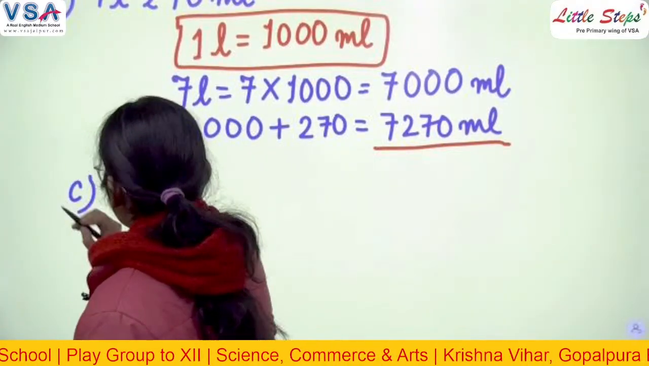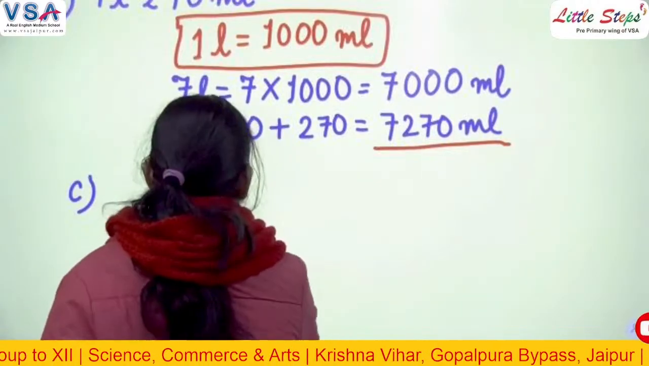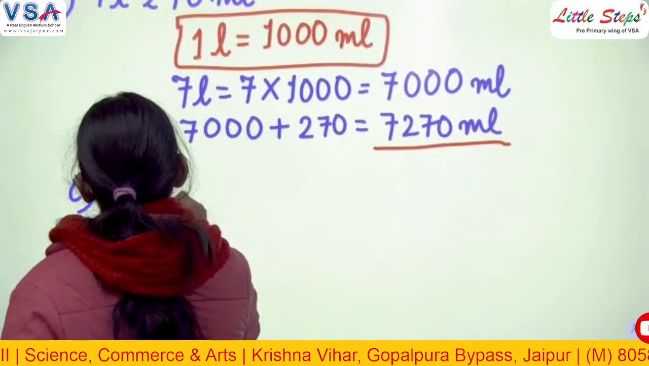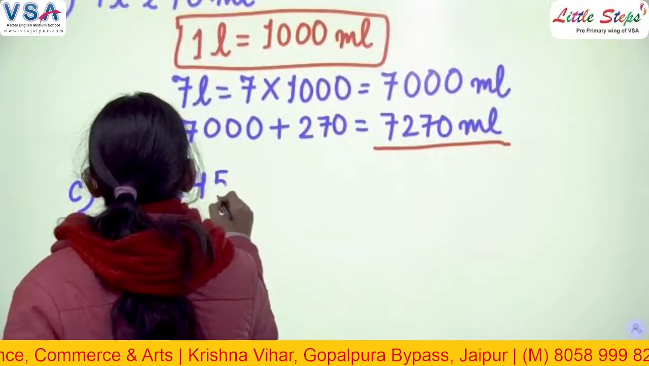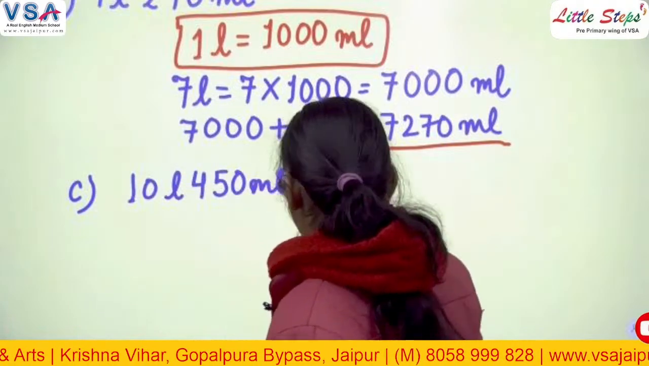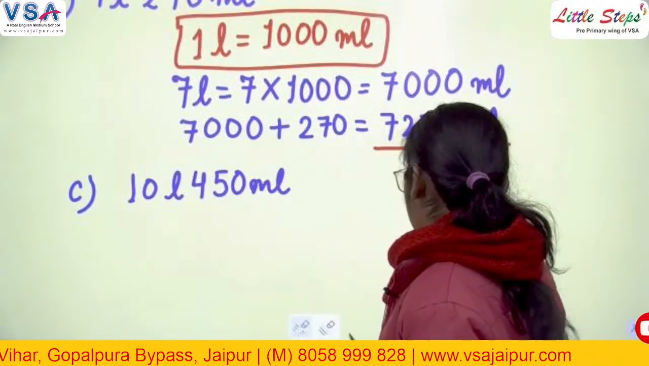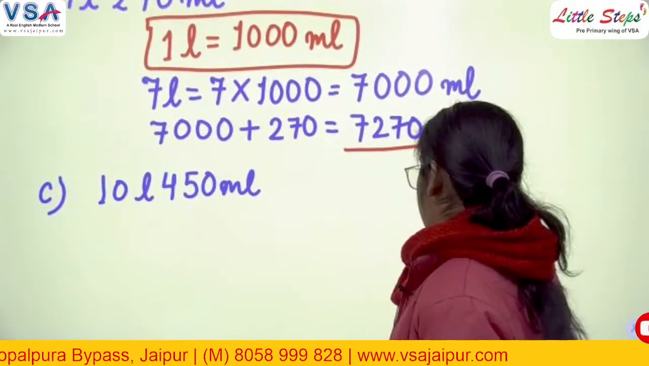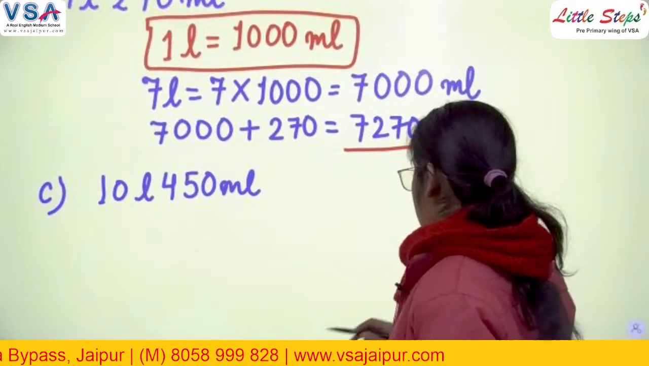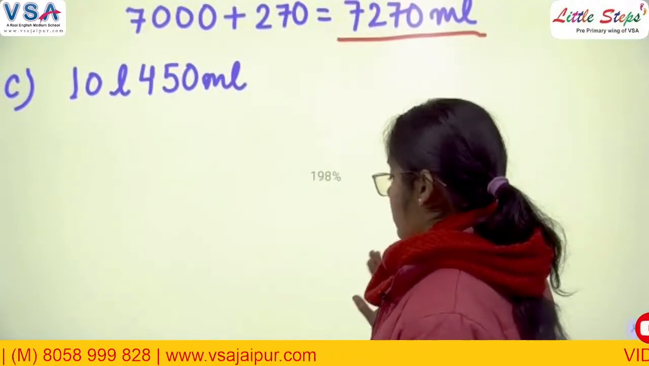And the C option, that is 10 liter 450 milliliter. This you will do yourself and you will tell me the answer whenever we see each other. Whenever we will see each other, I will ask you whether you have done it or not, and then you can tell me.